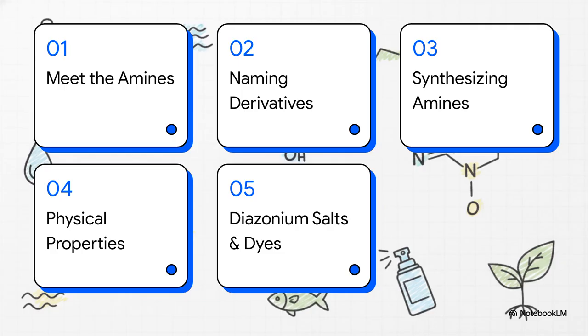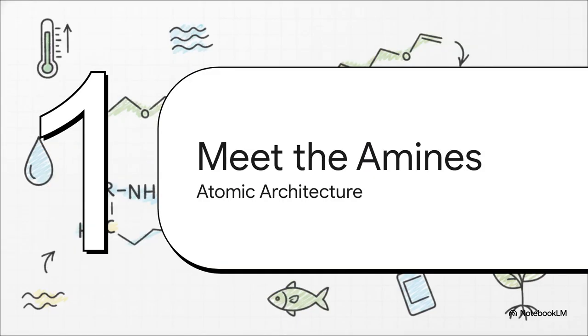All right, here's our game plan for today. First, meet the amines. Second, naming the derivatives. Third, synthesizing amines. Fourth, physical properties and basicity. And finally, diazonium salts and dyes. Let's kick things off with Section 1, Meet the Amines, the atomic architecture.